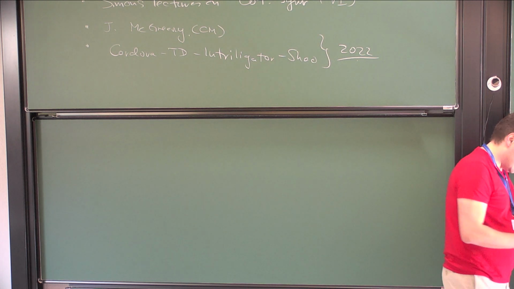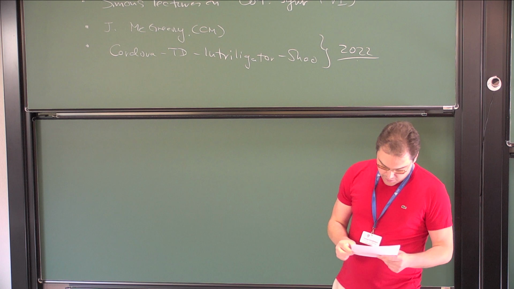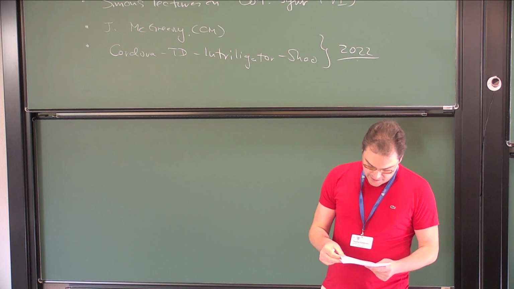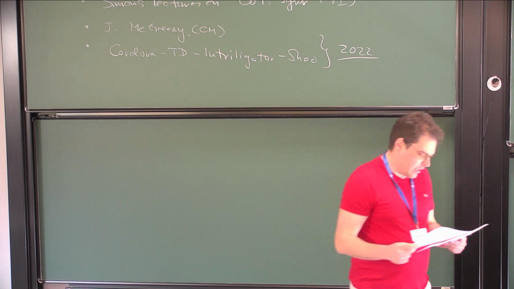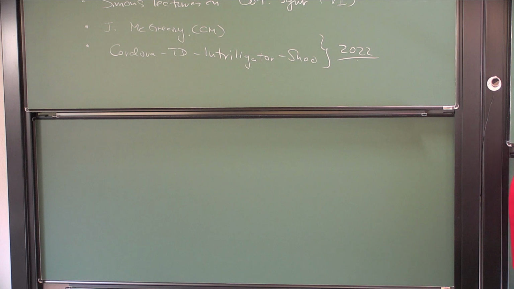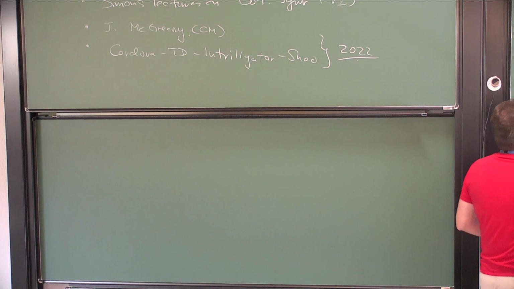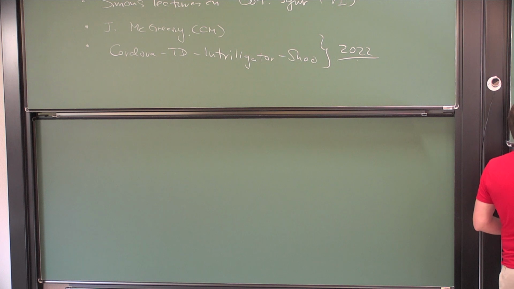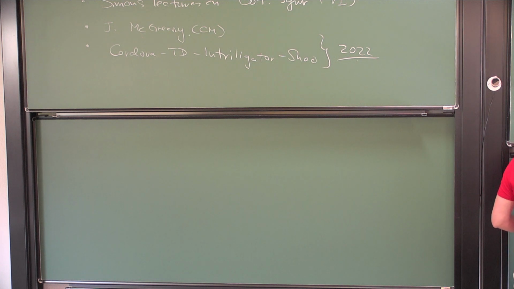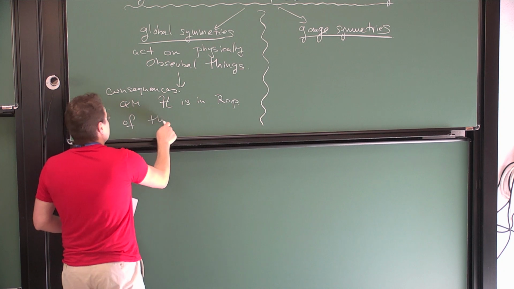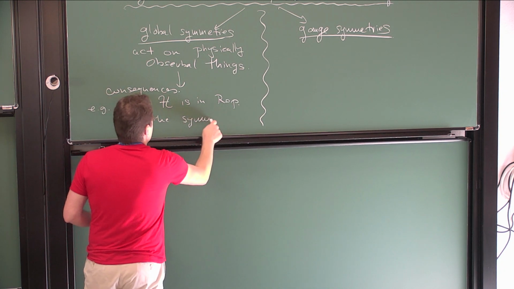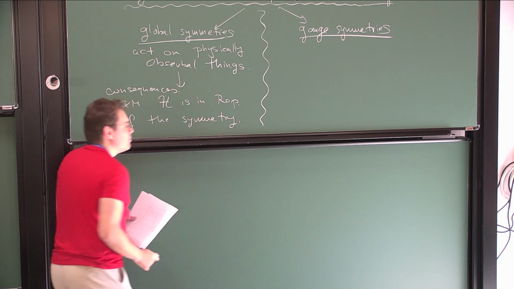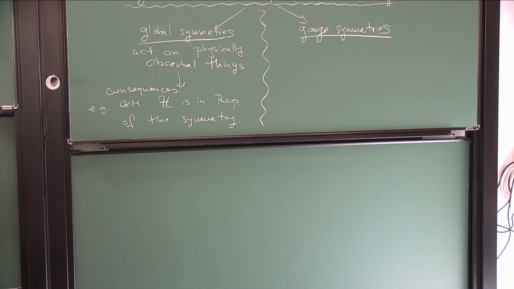We'll get a little bit more sophisticated about what the consequences are in different settings, but the simplest one that I already said is that in quantum mechanics, the Hilbert space is in a representation of the symmetry. That is more or less what we learned from the early days of quantum mechanics, from Wigner and Weyl and these people.